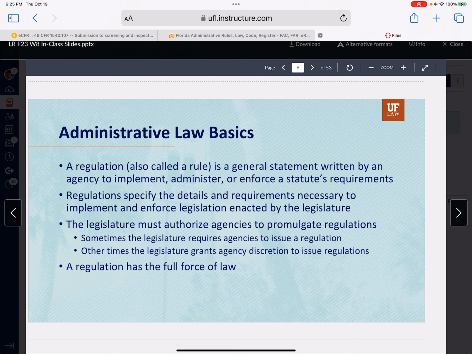Basics. Okay. A regulation, also called a rule, I personally prefer to call them in their initial state a rule and their final state a regulation, but you can use, pardon me, as I clear my throat, they are definitely interchangeable terms. So a regulation or a rule is a general statement that is written by an executive branch agency to implement, administer, or enforce the requirements of a statute. They specify the details and requirements.